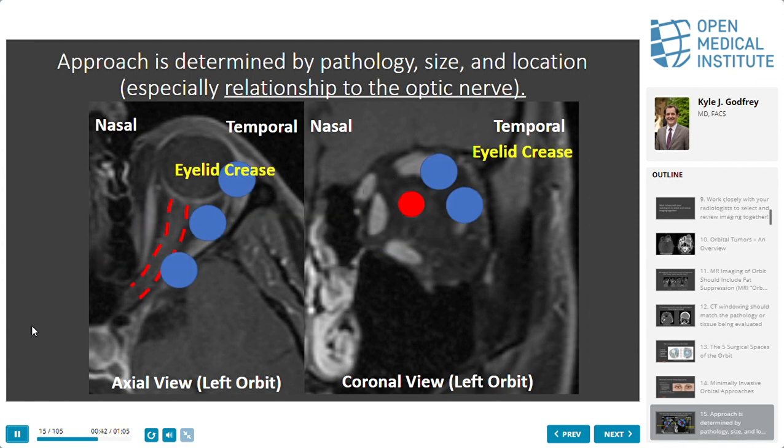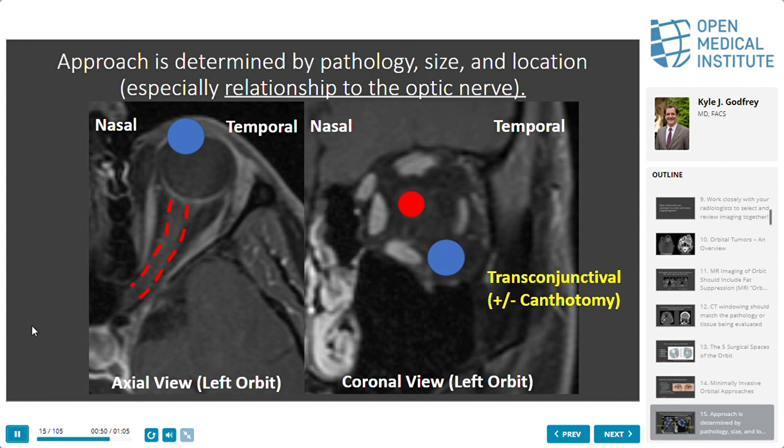When we think about tumors in the lateral orbit, we're thinking potentially about that eyelid crease approach to come across the outside of the orbit, not crossing that optic nerve. And then things in the inferior or lateral quadrant, we're thinking about going on the inside of the eyelid, perhaps through that transconjunctival approach with or without a canthotomy and cantholysis to open up the lower eyelid. So again, as we're approaching these tumors, we'll think about these different surgical approaches.